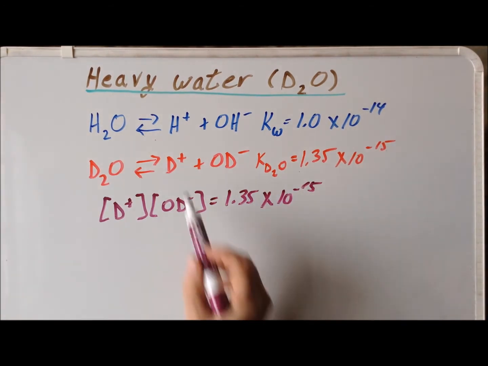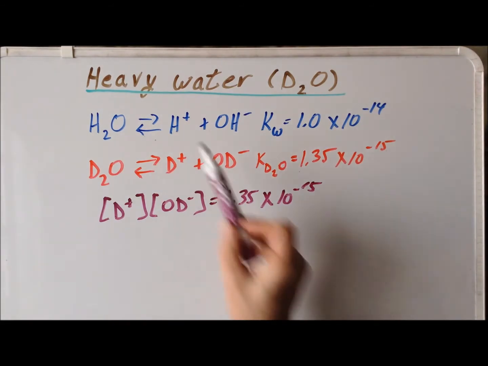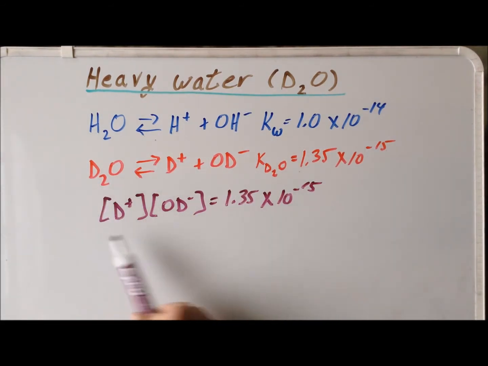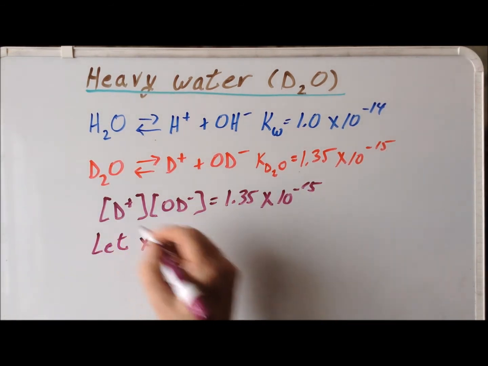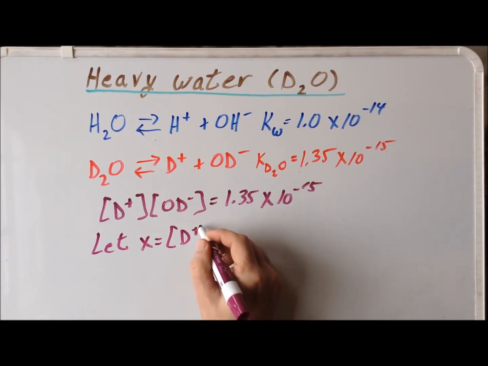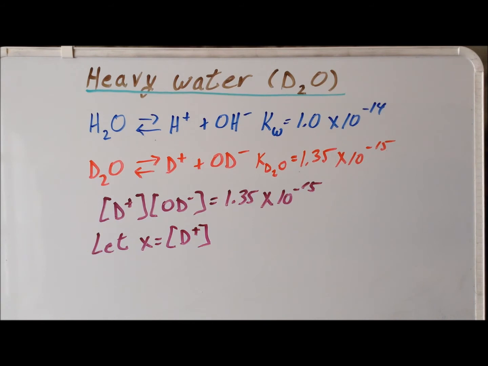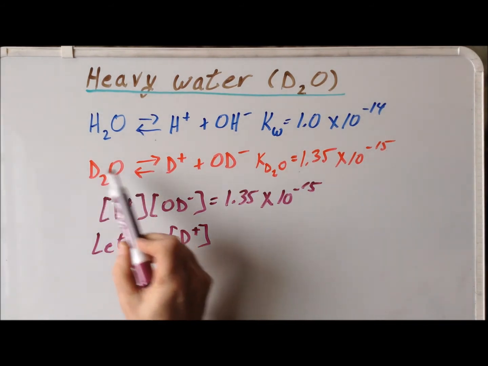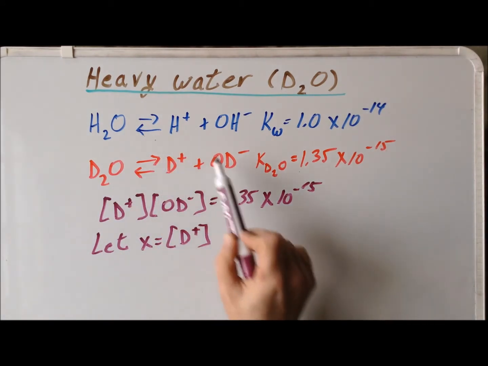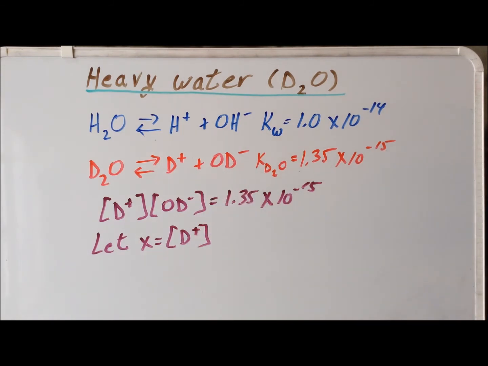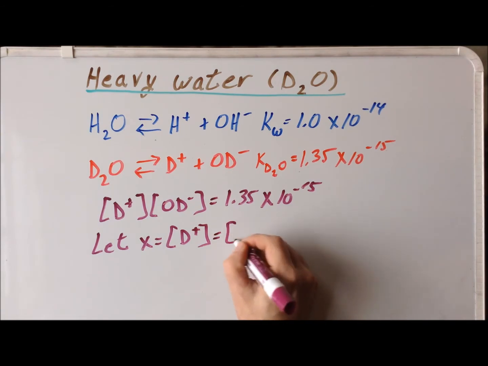And exactly by analogy with the same expression for ordinary water, we do not write the concentration of D2O in the denominator since it is a pure liquid, and we reason that its concentration doesn't change appreciably due to ionization. So our next step is we'll let a variable X be equal to the concentration of deuterium ion in the solution. So it's equal to D plus. But we also realize that in the autoionization of heavy water, for every one ion of D plus we make, we also make exactly one of OD minus. So therefore, the concentration of OD minus will also be equal to X.